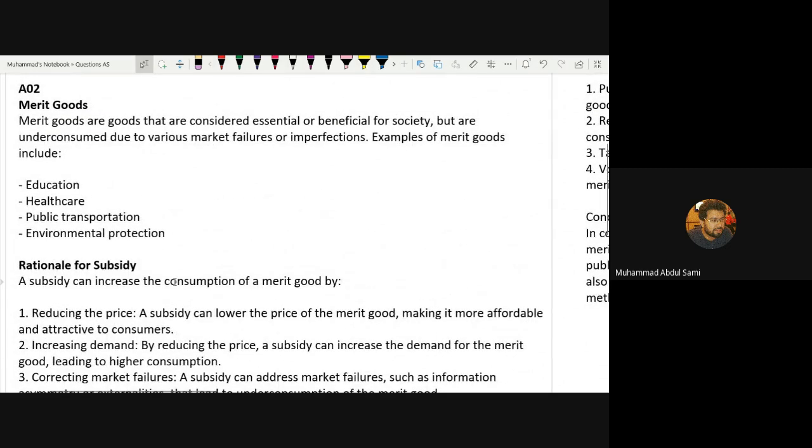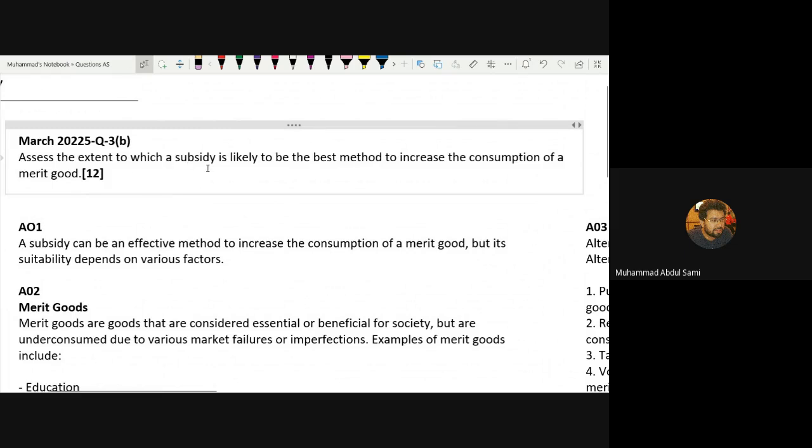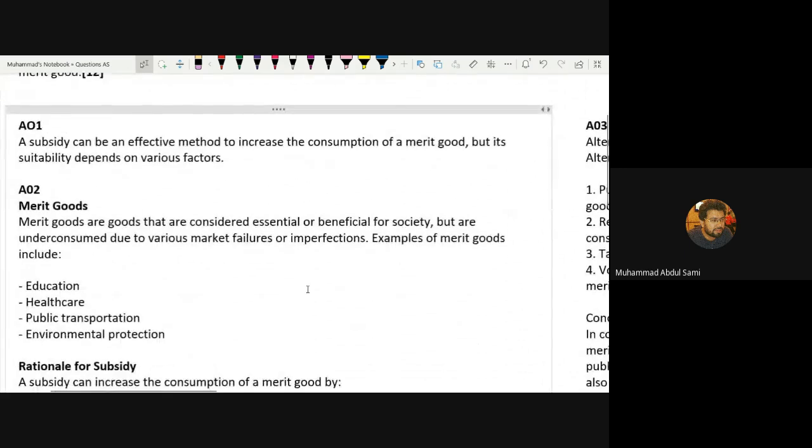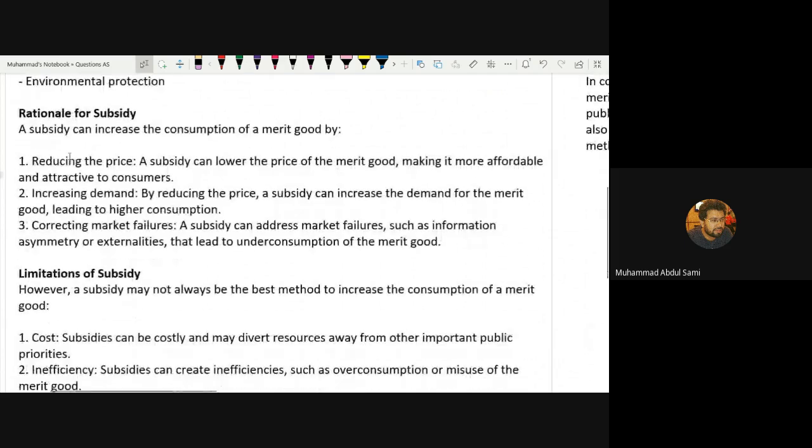Now, you may start your reasoning. So within the AO2 comes the analysis part, and within the analysis part, it comprises of cause, event, and effect. So the event is there, consumption of a merit good, and use of subsidy. So subsidy is the event, and whether it is able to increase the consumption of a merit good, that we are going to look for. So rationale means logic. Logic means reasoning. So the rationale for a subsidy could be that a subsidy can increase, this is the effect of a subsidy, the consumption of a merit good by reducing the price.